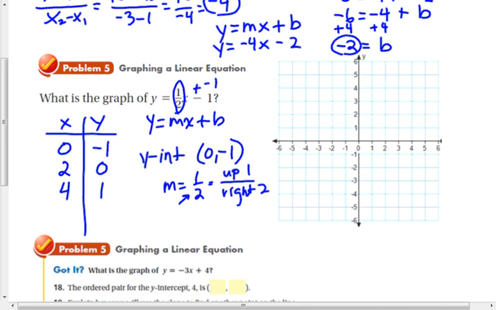Or on my graph, I start at 0, negative 1. And I go up 1, over 2, right 2. And I can just keep doing it with dots. And then I'm just going to draw that line. All right, you try that.